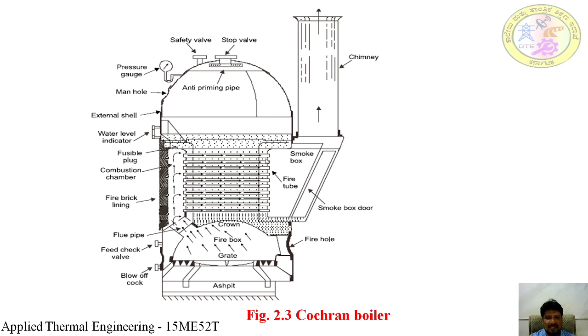Once the flue gases pass through these tubes, they enter the smoke box. From the smoke box they are sent to the atmosphere with the help of a chimney. So this is the complete working of the Cochrane boiler.